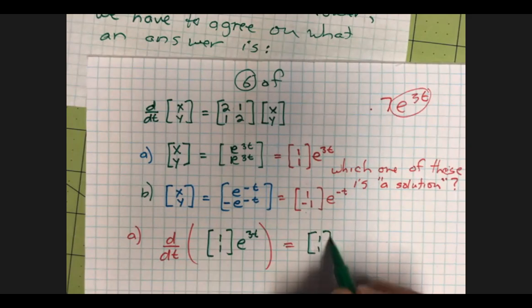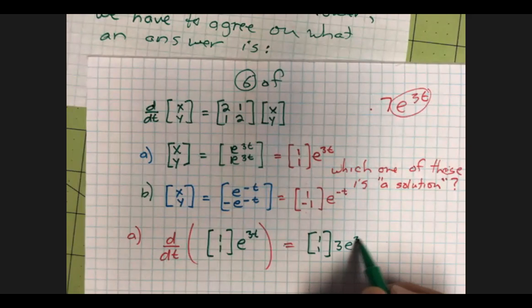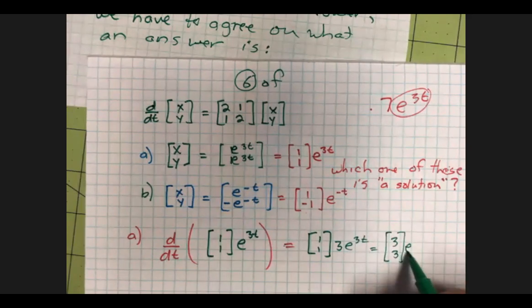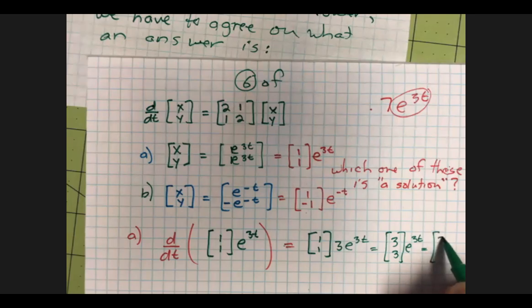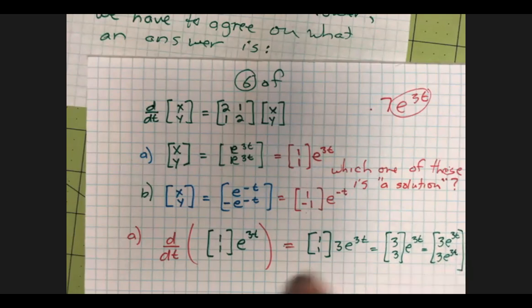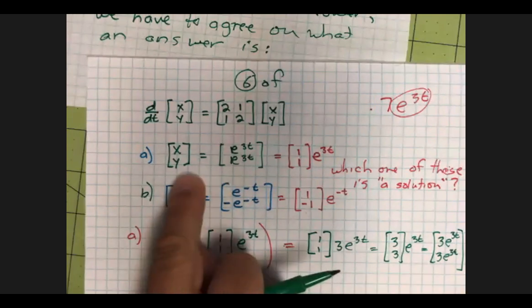But I differentiate e to the 3t, make it 3e^(3t). Now I could write that as (3, 3) e^(3t). I could also write that as multiplied out, (3e^(3t), 3e^(3t)). So be flexible with vectors. That's what happens when I differentiate this function.